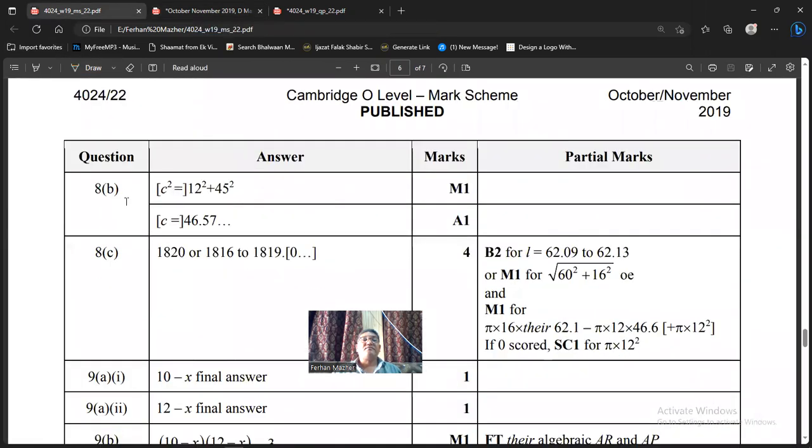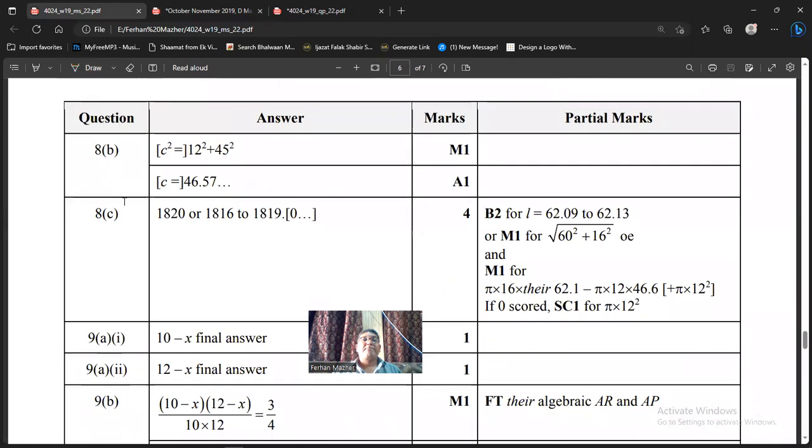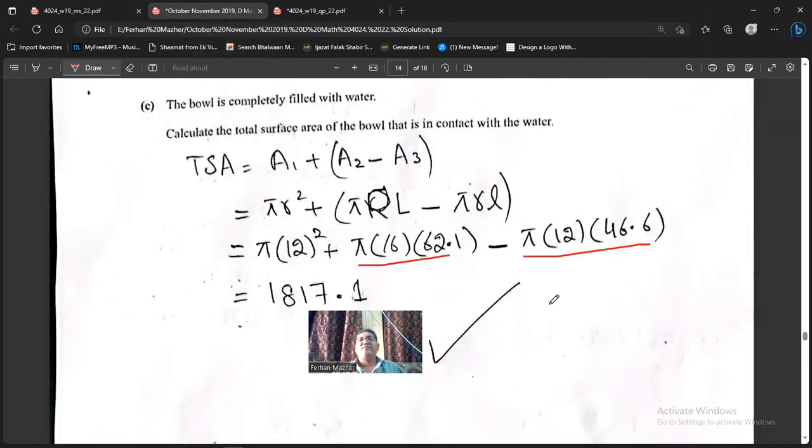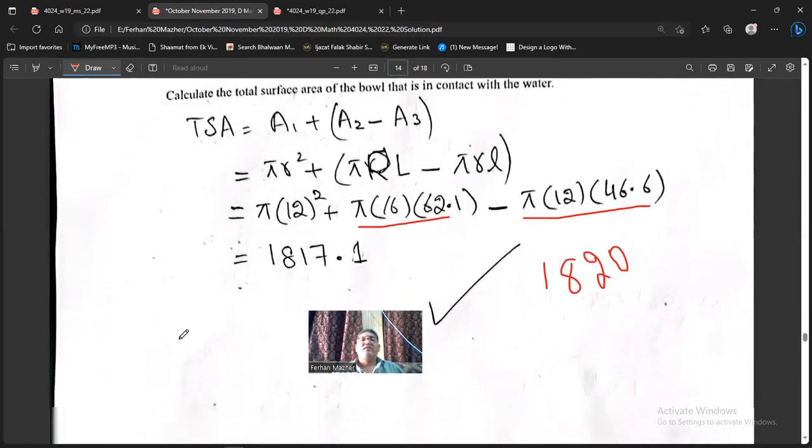1817. So when you round it off, it will be something like 18... When you round it off, it will be like 1820. So our answer is right.